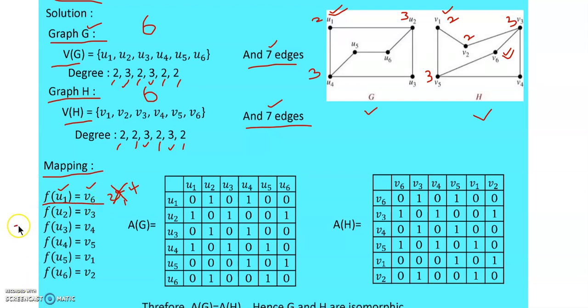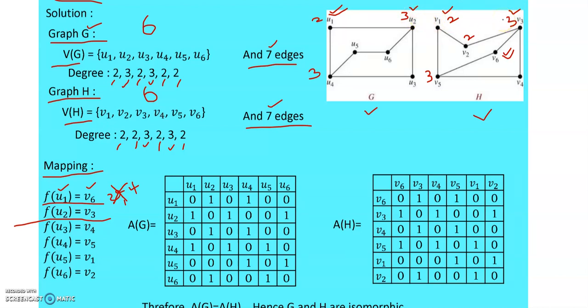Okay, now you see the second one, for the second vertex of the graph G, that is f of u2 is equal to v3, which means I map the vertex u2 with the vertex v3. This is this vertex from graph G, this vertex from graph H. Okay, first we have to check the degrees of these two. For u2, what is the degree? 3. Okay, for v3, what is the degree? For v3 it is 3. First, we have to check the degrees of the vertices we are going to map. This 3, 3. Okay, we can try.